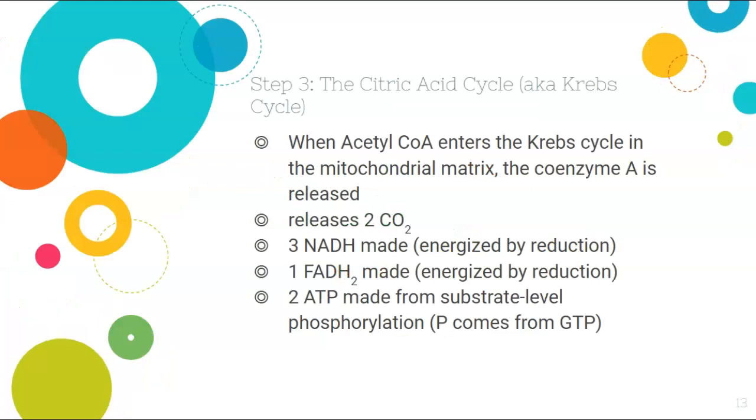And next is the citric acid cycle, which is sometimes called the Krebs cycle, depending on what textbook or what resource you're using. And basically here, acetyl-CoA splits, the enzyme goes away, we release more carbon dioxide, we make some more NADH and some FADH2s. Again, these are just little electron carrier molecules. We also make a couple ATPs. This ATP is made in a different way than we've seen before. This way is called substrate level phosphorylation.